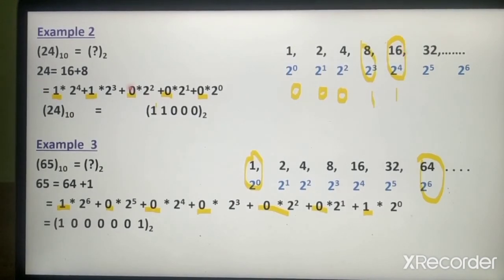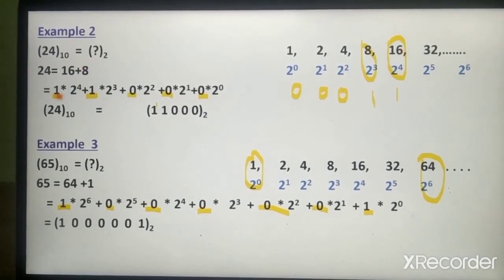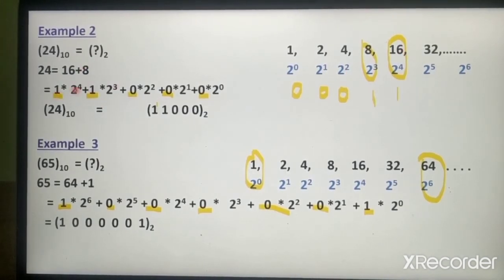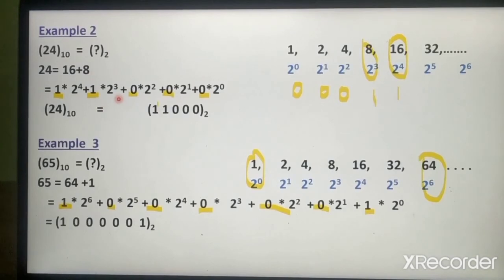So 16 plus 8 is equal to 24. When you add these two numbers, you get 24. So 16 is available, so you can write 1 into 2 to the power 4. Next check whether 8 is there or not. 8 is also available here, so 1 into 2 to the power 3.